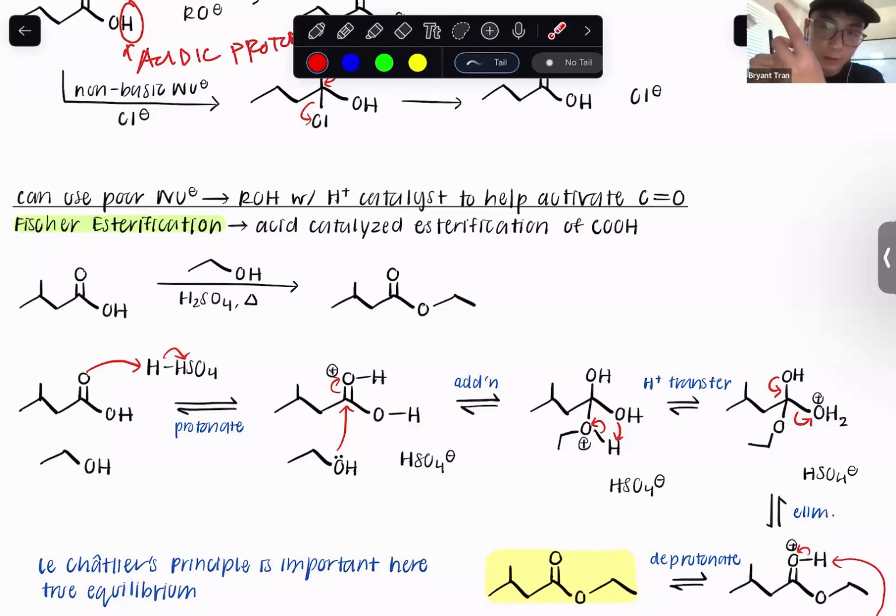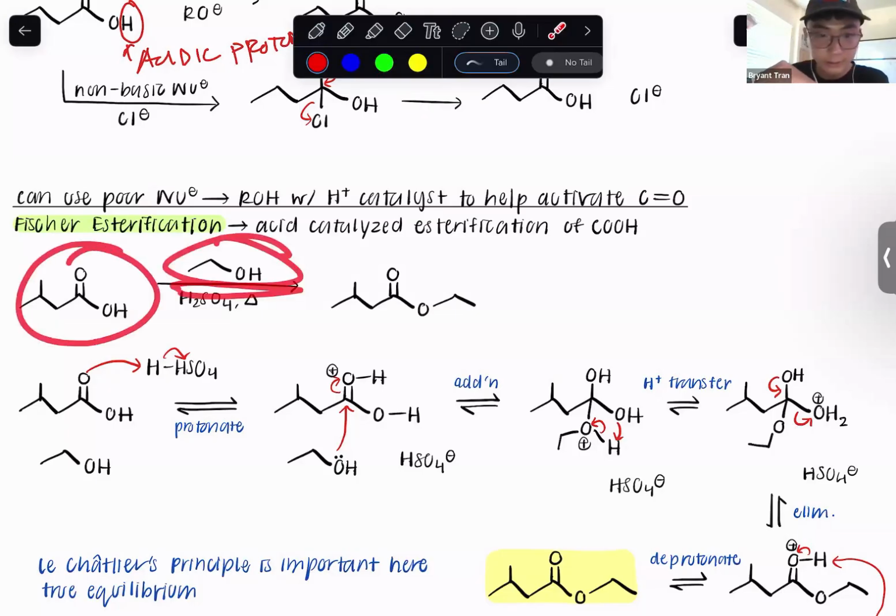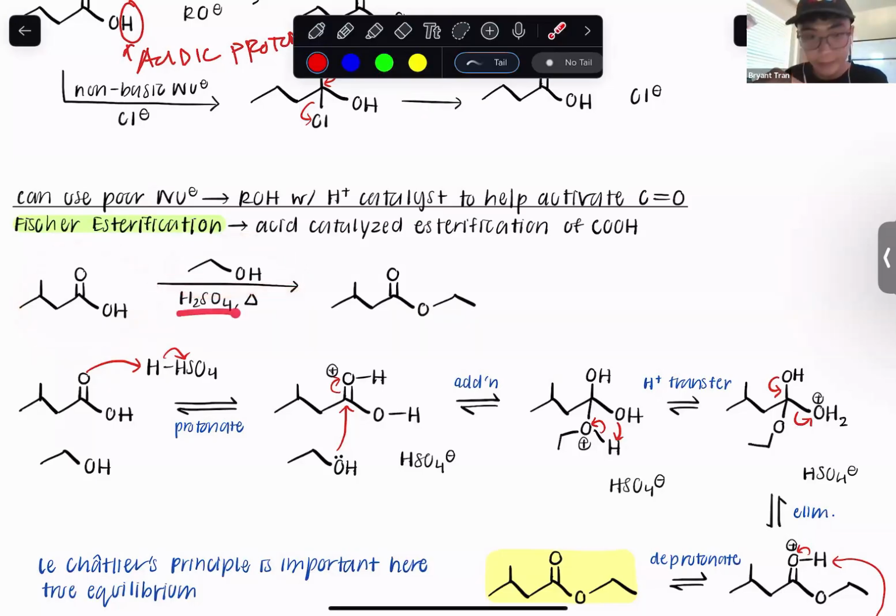So the nucleophile can be strong. So if this is O minus, then it can just attack it by itself, right? But it's not. It doesn't have a full negative charge. So the nucleophile can be strong, or the electrophile can be strong. Because the nucleophile is not strong here, we can make the electrophile strong by protonating it with the acid we have, H2SO4. Right? And then once it's protonated, this weak nucleophile is now able to attack the carbonyl carbon, push the double bond to the oxygen to create this tetrahedral intermediate.